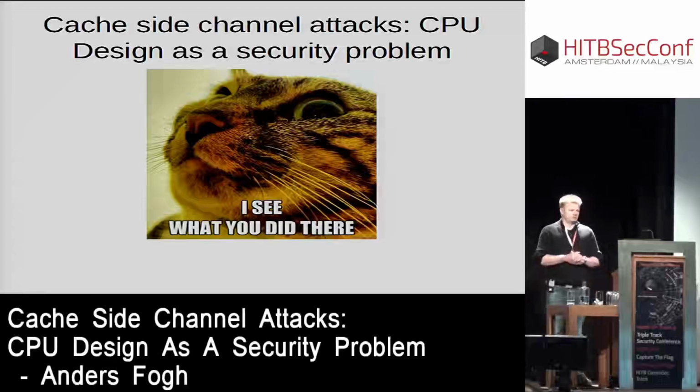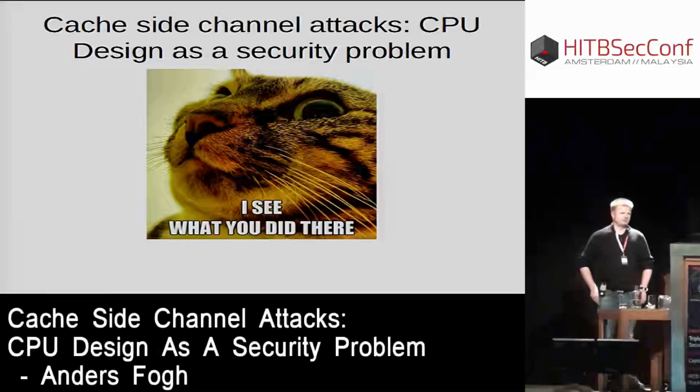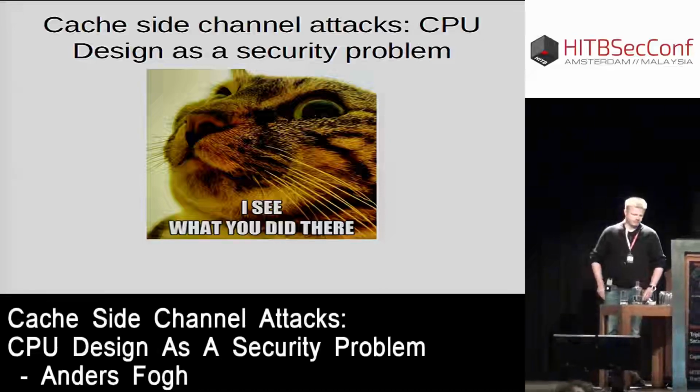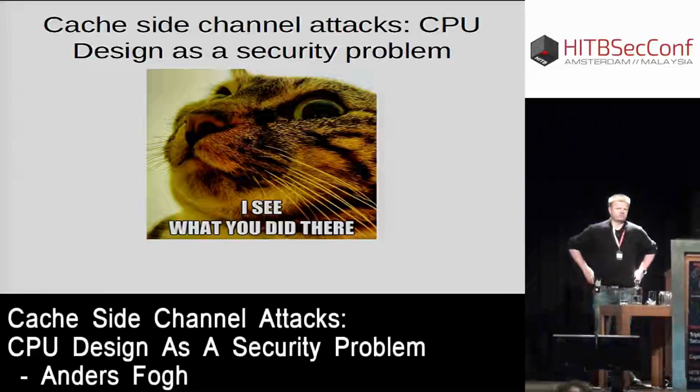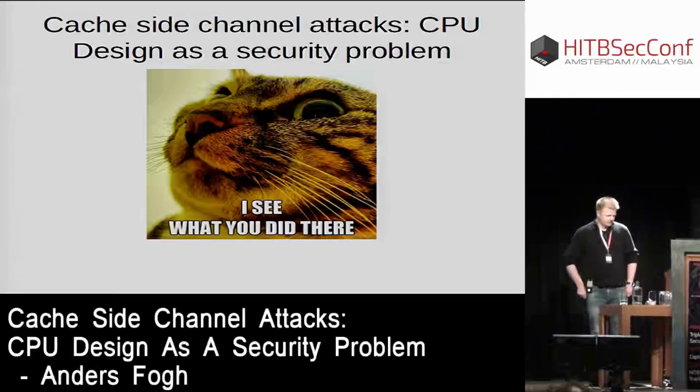The subject of this talk is cache side channel attacks as an example of how CPU design can become a security problem. About a year ago, I was preparing a talk about how to detect the rowhammer exploit. And one guy on Twitter tweeted that he could do it in JavaScript, which threw my plans to the wind. I had to figure out how he did it, because I had to find out how I could detect that as well.